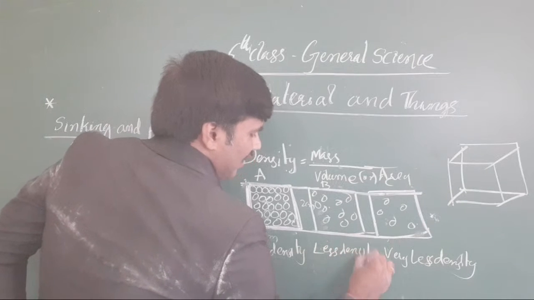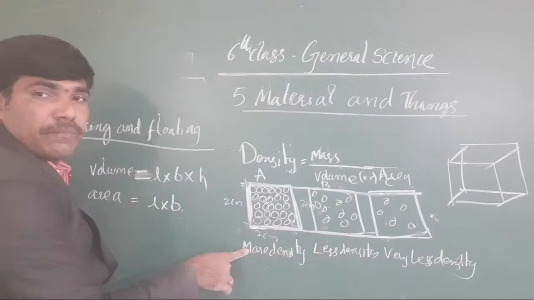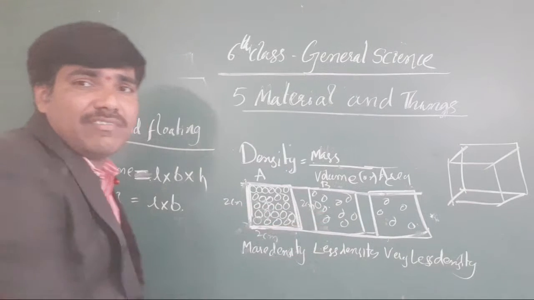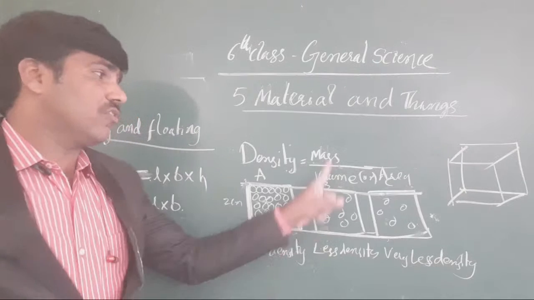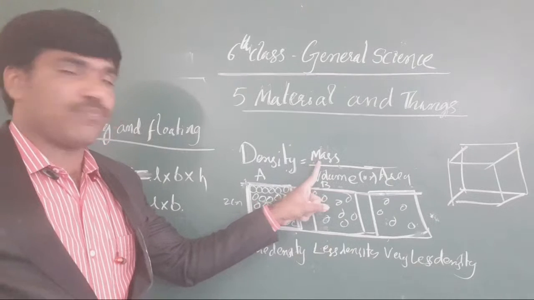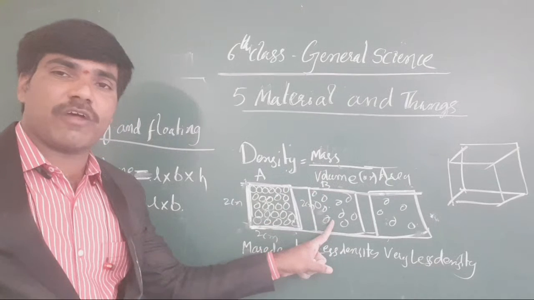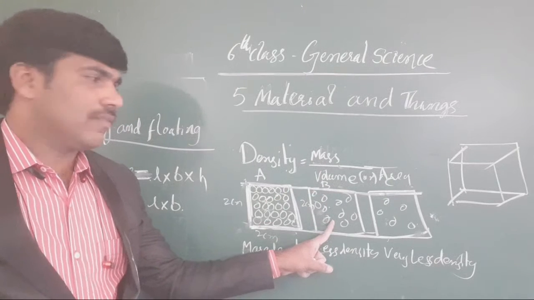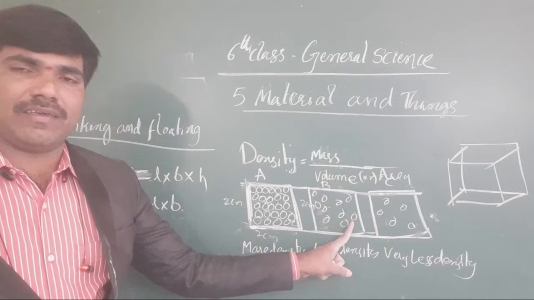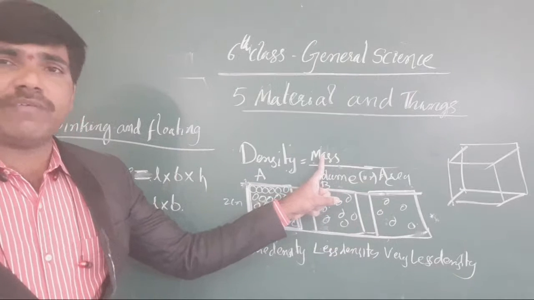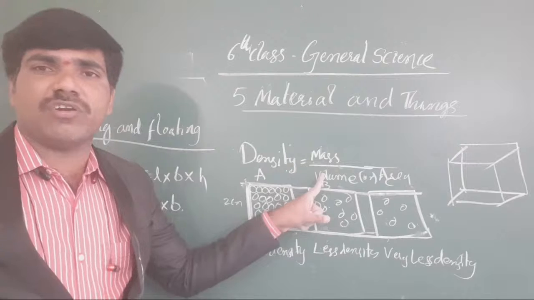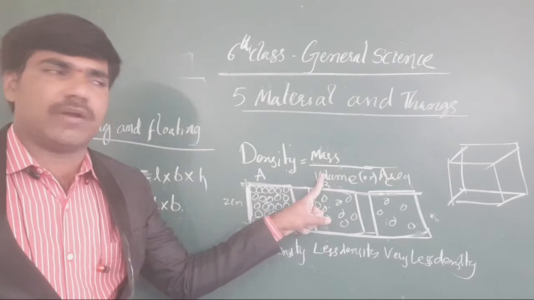When we compare with A, it has less density. Why do we call it less density than A? Because of the number of particles. Fewer particles are present in it compared with A. You know very well, when the numerator becomes low, the total value of the fraction becomes low, or not?